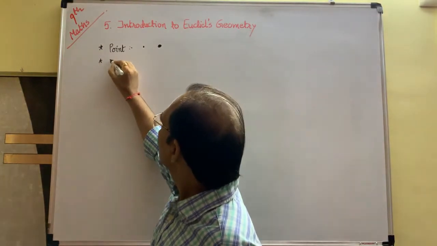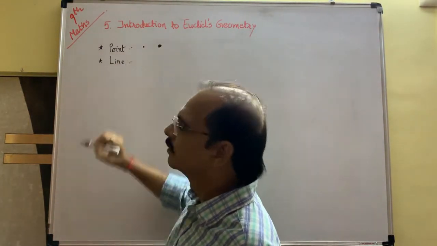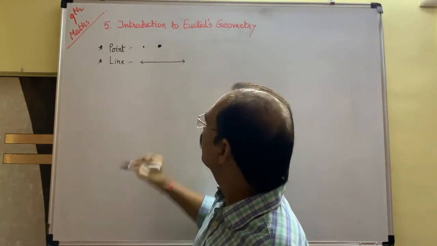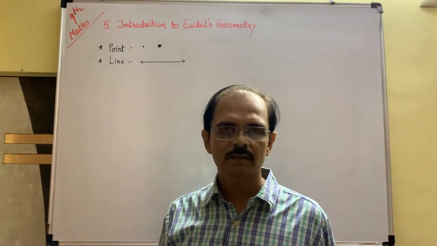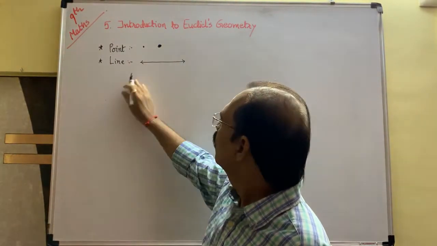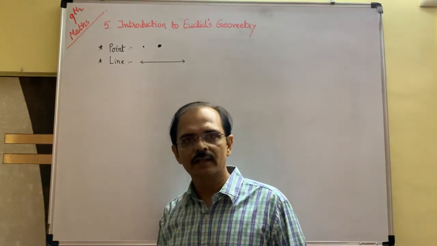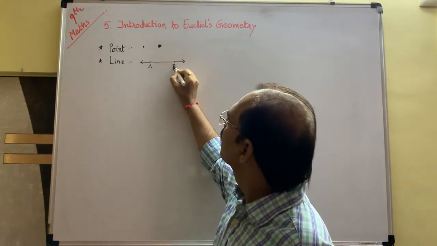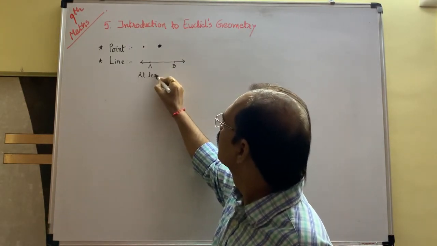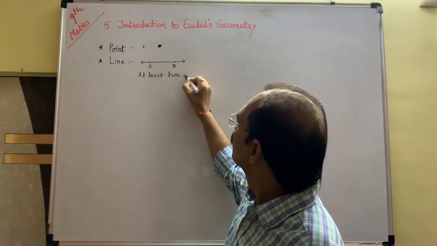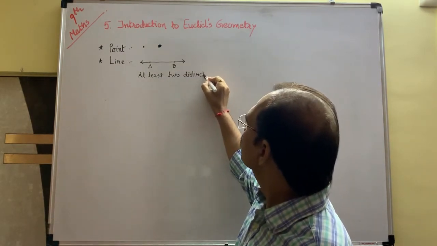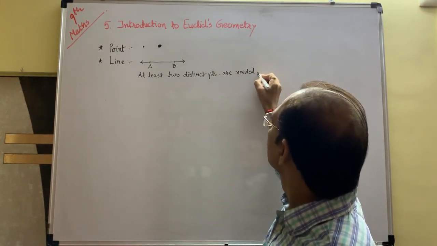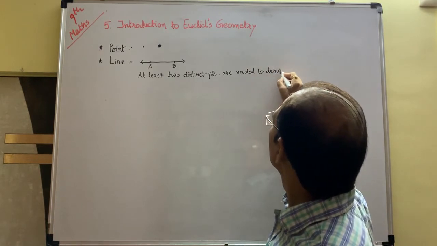Two points together form a line. Line means what? Collection of many points. That is called line. Line is infinite, so we draw arrows on both sides. That's why it is called infinite. Okay? But it needs at least 2 distinct points to draw a line.